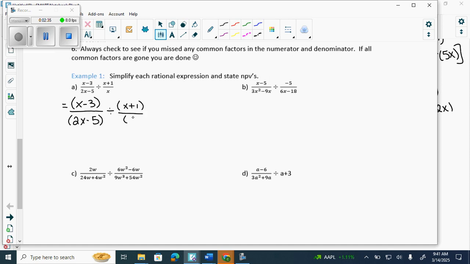And then an x. Now here's the catch with that division symbol. I did actually nothing other than put brackets around it, right? Now you can either flip it and state NPVs, or you can state them before. A lot of the time it's better to state them before because it still screams that this is division and you don't forget to do the top one, right? So I'm going to state it before, then flip. So I get 2x minus 5. So these are my restrictions.